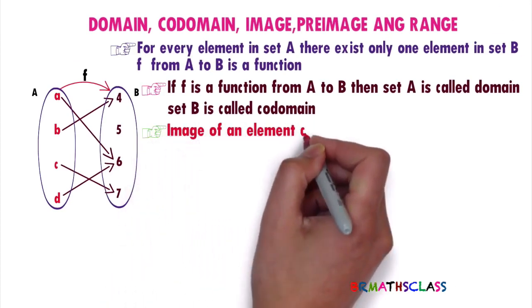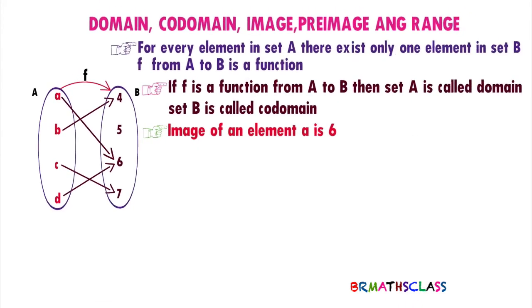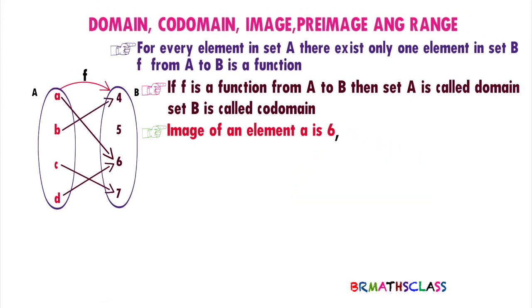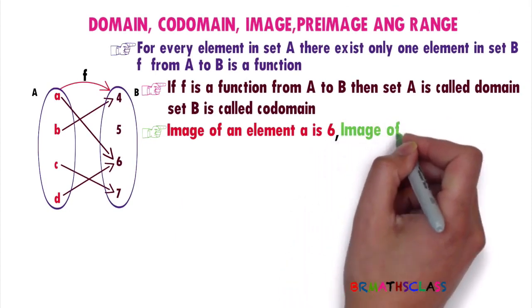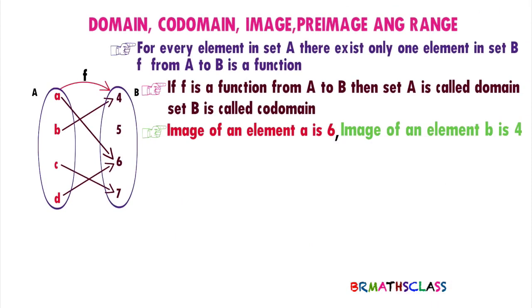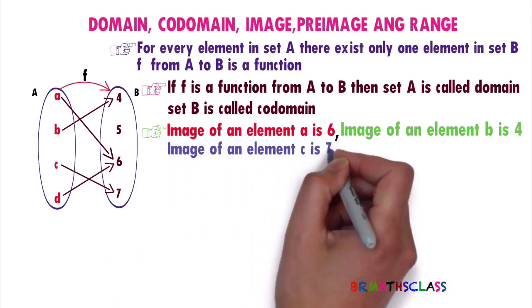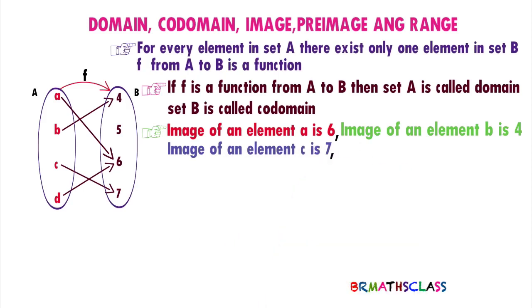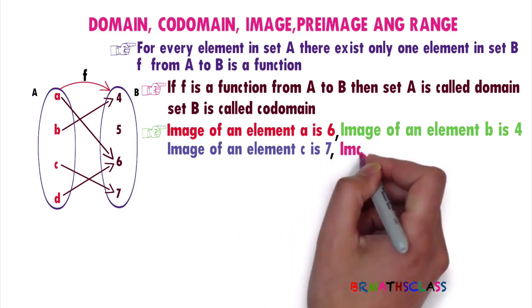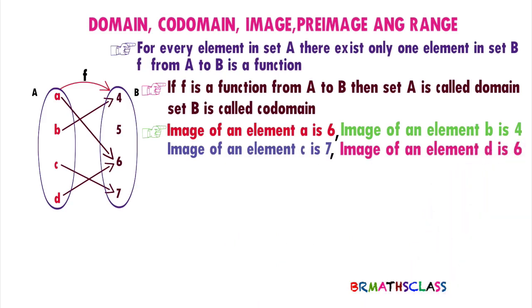Image of an element A is 6. Observe here, A is related to 6. That's why we say image of A is 6. Similarly, observe the diagram. Image of an element B is what? 4. Image of an element C is 7. Image of an element D is what? Yes, 6. Very good.